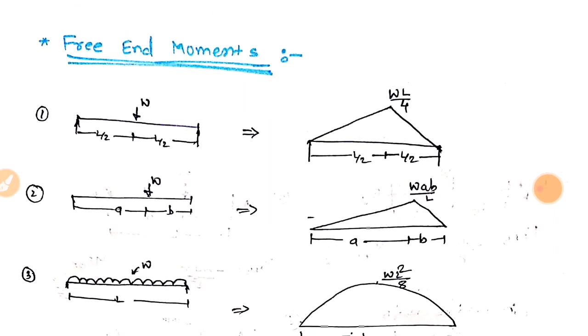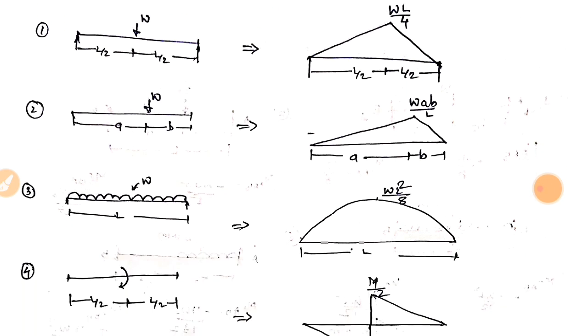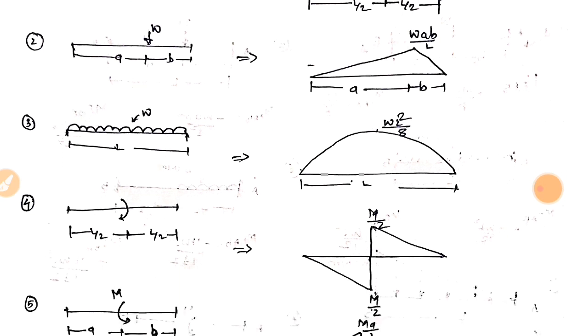So once again, repeat the things. When a central point load is acting, that will be WL by 4. It is a free bending moment diagram value. Previously we discussed the fixed end moment, this is the free moment. So don't confuse in your mind. Second thing is, when W is acting eccentrically, that value will be Wab upon L. When UDL is acting, that value will be WL square divided by 8, and parabola is the shape.